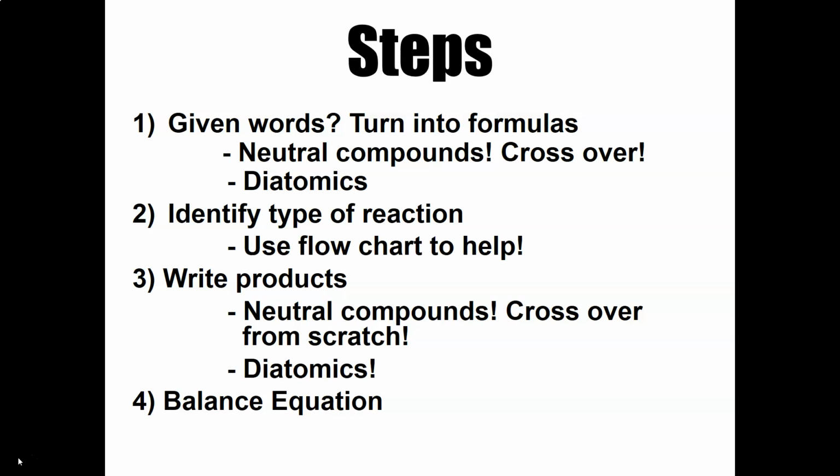If we're writing an ionic compound as a product, we'll need to cross over from scratch. We are not going to be doing what I call stealing subscripts. Every time you write a formula, you take one of each element, you cross over to get brand new subscripts to write a valid formula. Make sure you're also, again, careful of your diatomics. And then once you've written all your formulas, you go back and you balance it to make sure you have the right number of elements on each side.